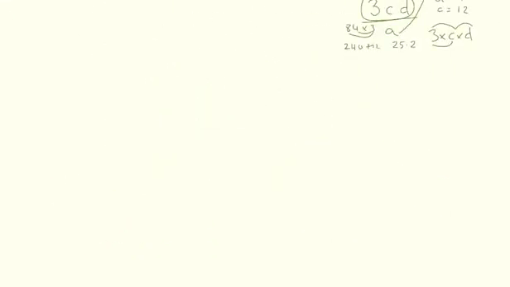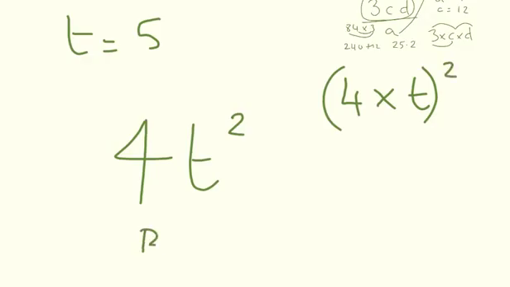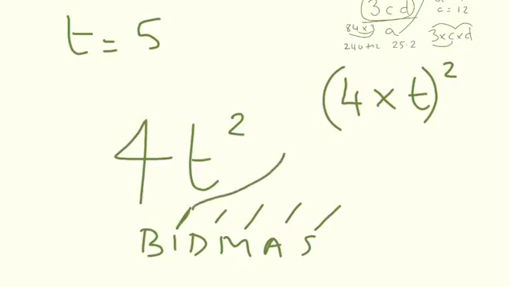For example, let's say t is 5, and you get a question like this: 4t squared. Now, it's wrong for you to do this, 4 times t, and then square it. That's wrong. Because you've heard of BIDMAS. This represents subtraction, addition, multiplication, division, indices. That is called indices or powers.